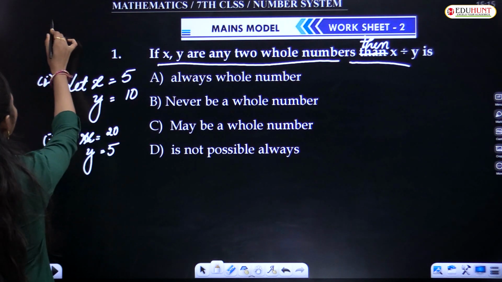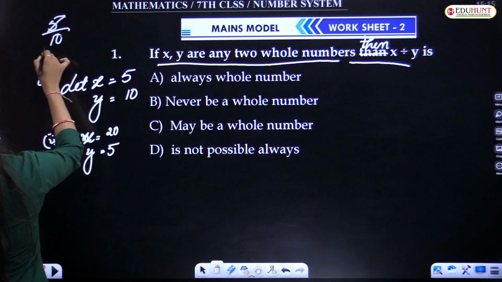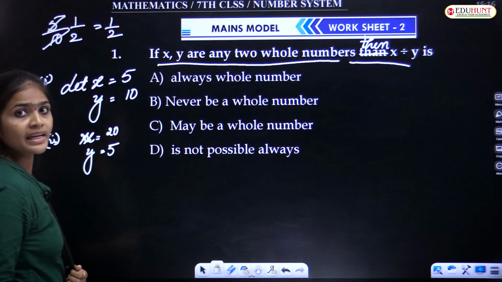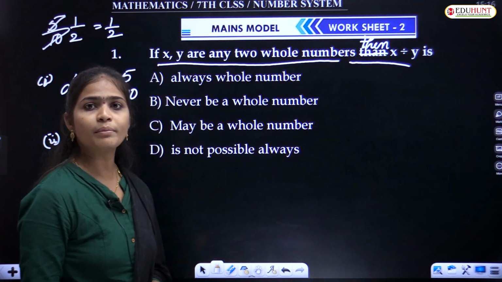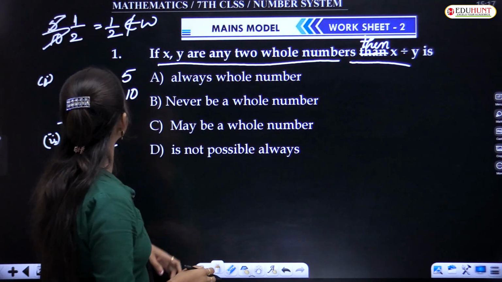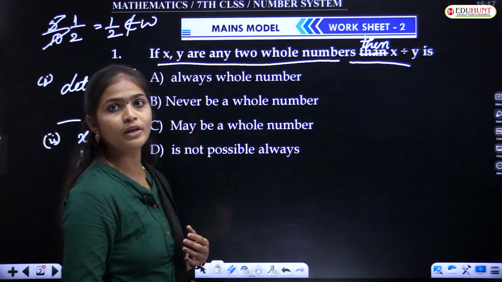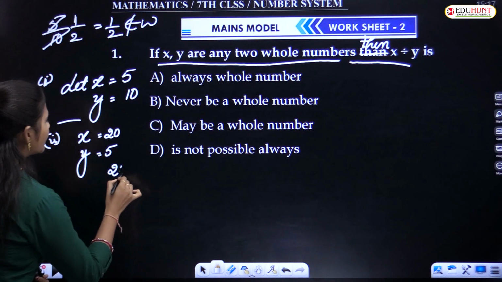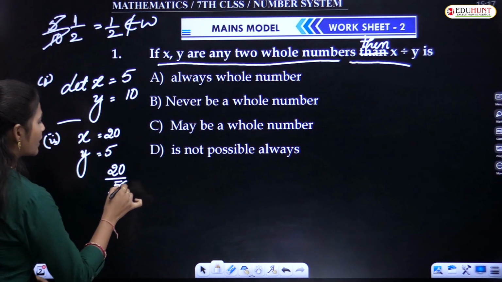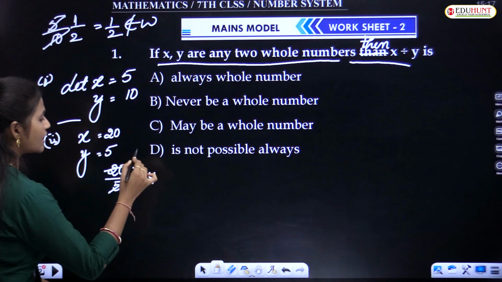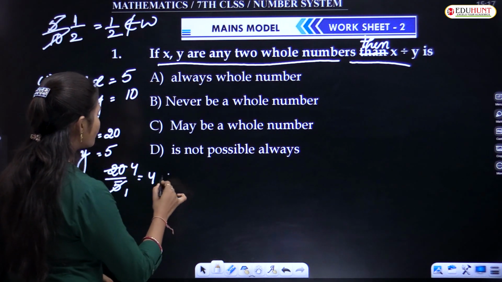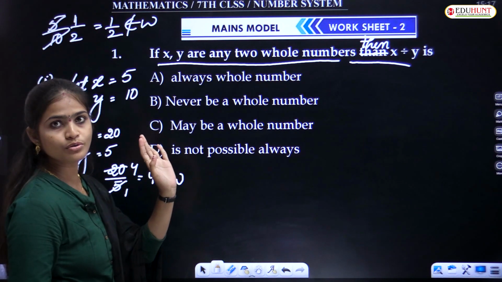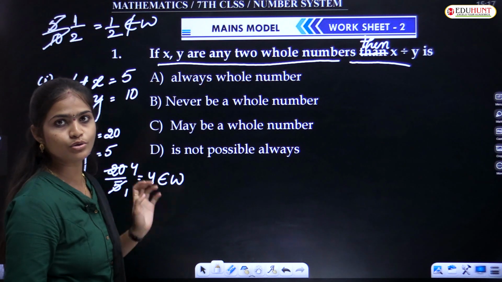Once see here, 5 by 10. 5 ones are 5, 5 twos are 10, so we get 1 by 2. Is 1 by 2 a whole number? 1 by 2 is not a whole number. So we can observe that 1 by 2 does not belong to whole numbers. Come to the second case, 20 by 5. 5 fours are 20, so we get 4 as the result. 4 is a whole number. So in the first case the result does not belong to whole numbers, and in the second case it belongs to whole numbers.